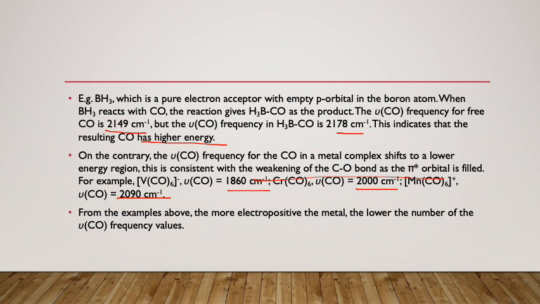The more electropositive the metal, the lower the frequency value. If you look at the position of vanadium, it is located more to the right. More to the right means it is more electropositive. Then you can see that the frequency value is lower. More electropositive means it can donate electrons very well, and thus the frequency value becomes lower.